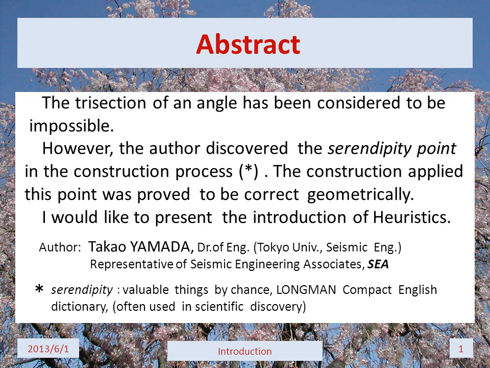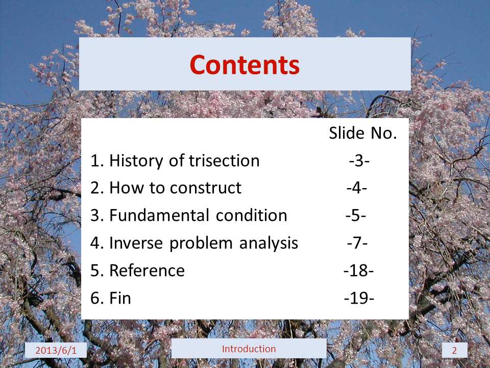They also discovered the serendipity point. This point is got from the intersection of auxiliary line and circle. I would like to present the introduction of heuristics. My presentation will deal with these contents successfully.